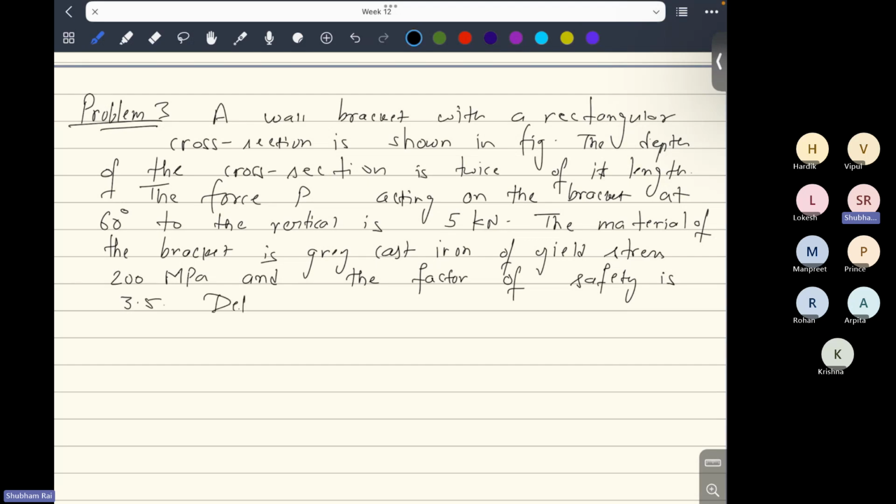You have to determine the dimensions of the cross section of the bracket, and you have to assume maximum normal stress theory.